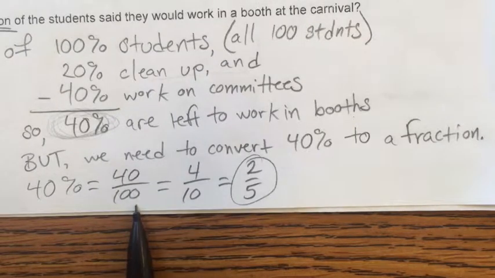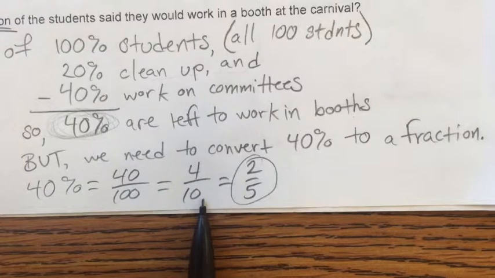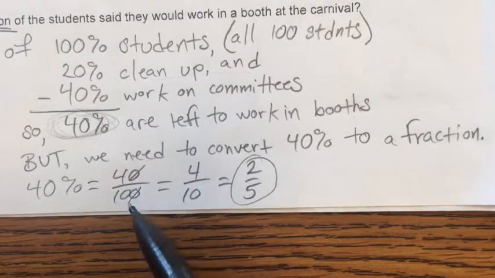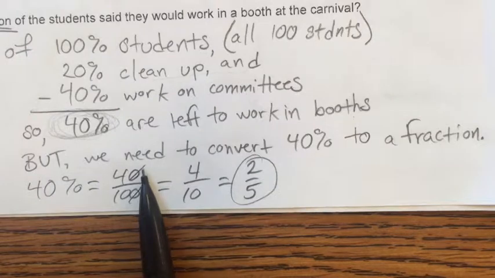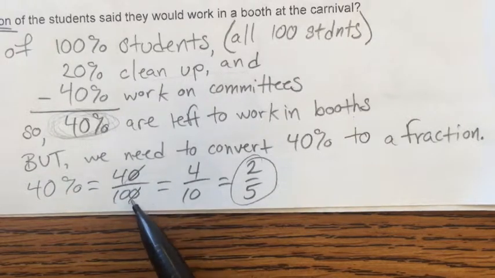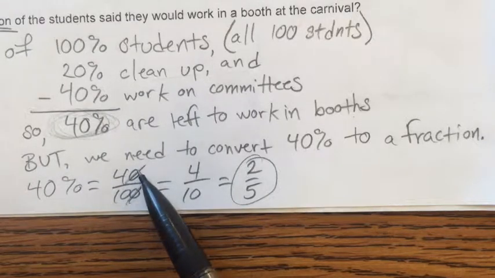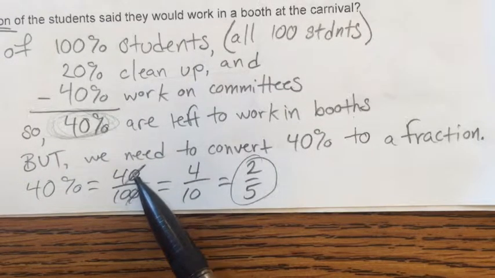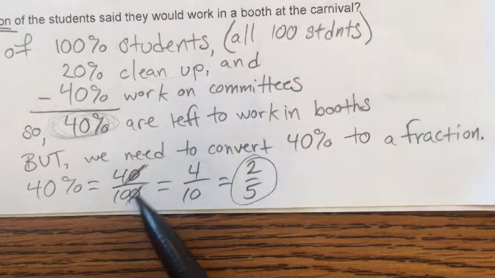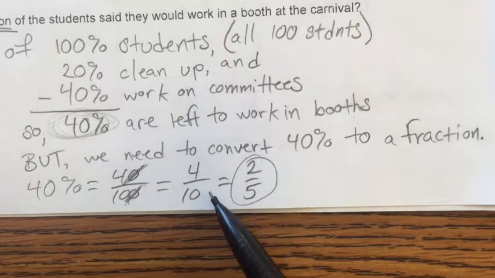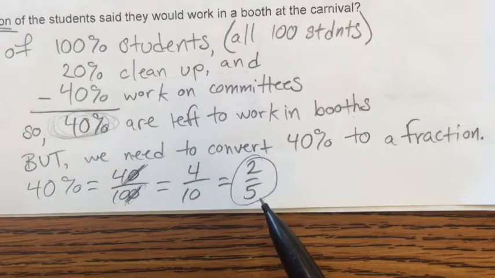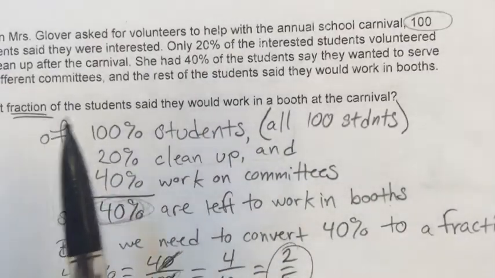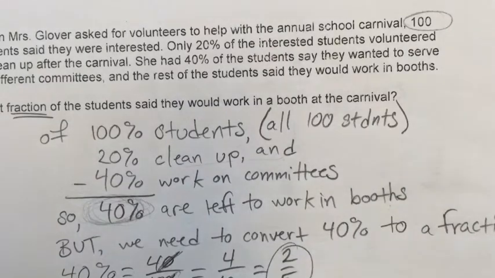40% is the same as 40 over 100, which we can reduce to 4 over 10 by crossing off the ending zeros. Make sure when you do this, you cross out the same amount of zeros on the numerator and denominator. So in other words, don't cross out 2 zeros here and only 1 here. It's 1 and 1, or 2 and 2, or 3 and 3. Make sense? So in this case, we only have enough zeros to be able to cross out 1 and 1. 4/10 can be reduced further to 2/5. So 2/5 of the students are working in a booth.